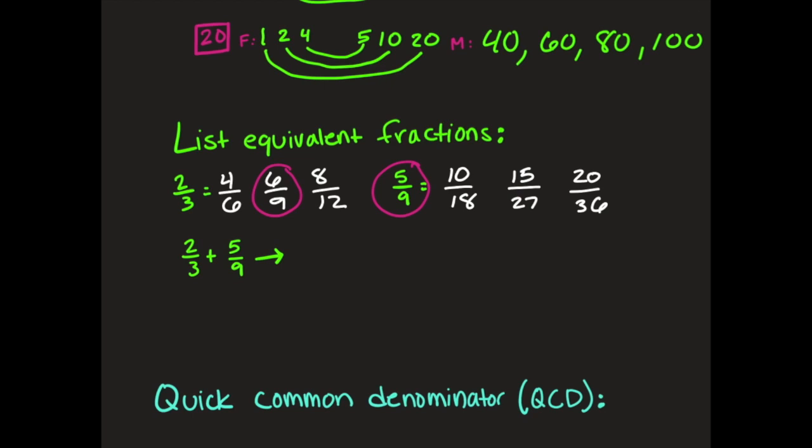So if my problem was 2/3 plus 5/9, I'm going to switch those out, and that's going to be 6/9, because remember 6/9 is the same as 2/3, and 5/9, and I get to keep that fraction the same. And now I'm able to add because my denominators are the same. I'm able to add the same size pieces. So that is another method where you can list all the equivalent fractions and you're looking to see where is my denominator that's the same in both numbers?